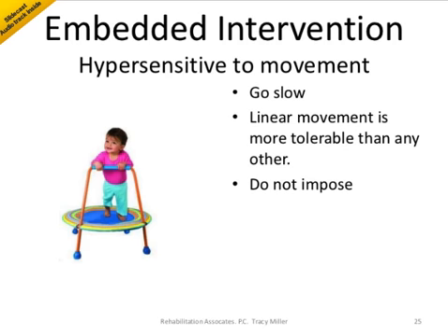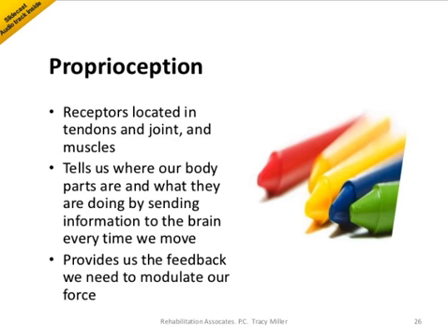The last sensory system we're going to talk about is our sense of proprioception. And those receptors are located in our tendons and our joints, our muscles. They tell us where our body parts are and what they are doing. So my proprioceptors allow me to tell you what position my feet are in, again, without looking at my feet. It's just how I know where my body is in space. And it provides us the feedback we need to be able to modulate our force. So it tells me that when I'm riding my bicycle, I can pedal with my feet, I can hold on with my hands, and I can look ahead.